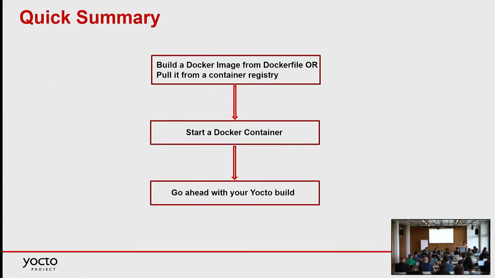A quick summary on the Docker process. Either we build a Docker image from the Dockerfile or pull it from a container registry. Then we start a container, and now we can go ahead with the Yocto build. So the only two steps which we have added are these, before the Yocto builds.